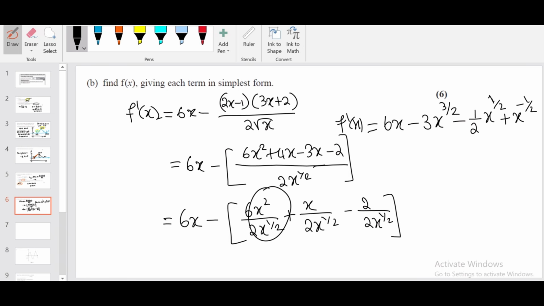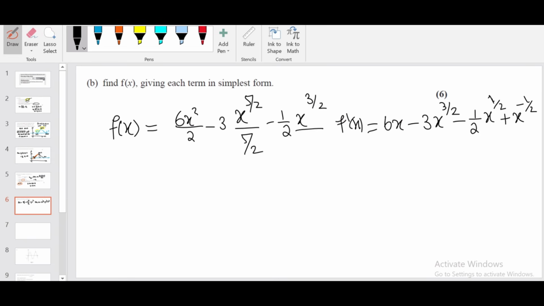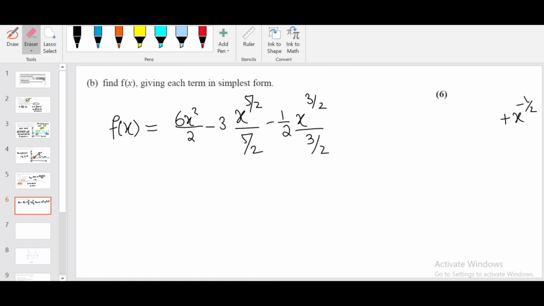Now we are going to integrate this f dash of x. So if you integrate f dash of x, it becomes f of x is equal to, integrate the first one, you'll get 6x squared divided by 2, minus 3, x power 3 over 2 plus 1, which is 5 over 2, by 5 over 2, minus half x power half plus 1, which is 3 over 2, by 3 over 2. And then the last term is x power minus half becomes x power minus half plus 1 divided by minus half plus 1, plus c.